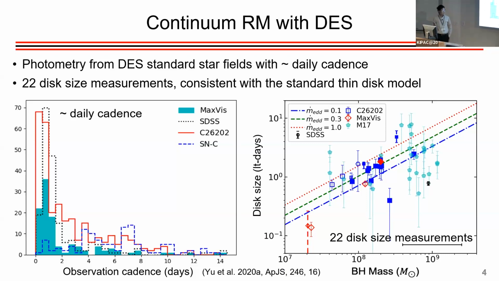And in the right figure here, I show our measurements in the accretion disk size versus black hole mass plot. Here, the data points show our measurements, while the three lines here show the prediction of a standard geometrically thin, optically thick accretion disk model with different Eddington ratios. Here we can see that most of our measurements are in general agreement with the prediction of the standard thin disk model. This is in fact a very interesting result because it is in contrast to some local AGN where people find much larger accretion disk sizes than the model predictions.